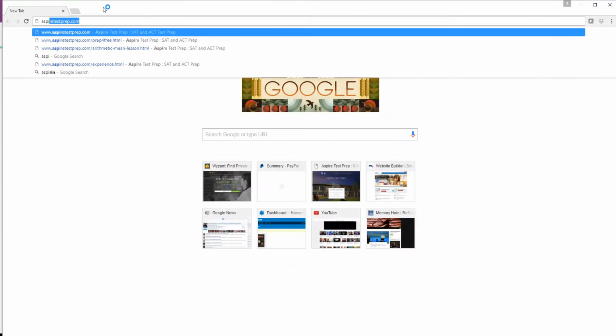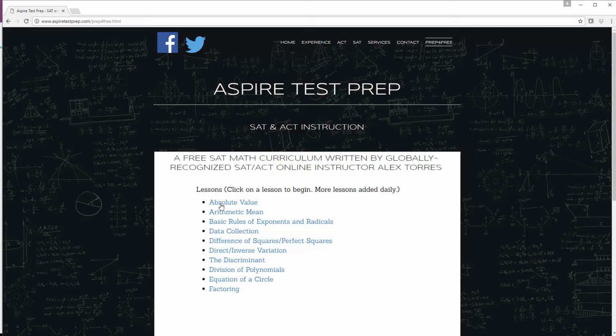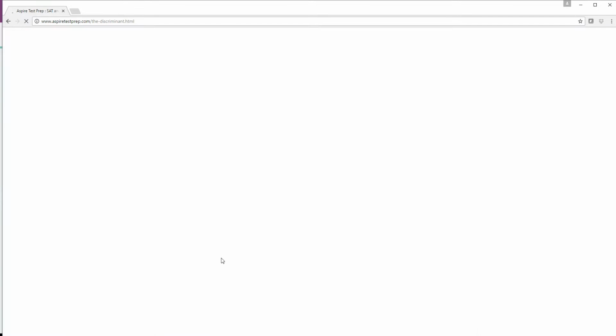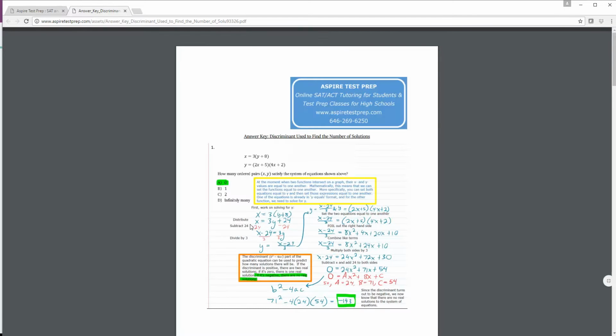What I'm doing now is going to Aspire Test Prep, and I know it's not showing up on the screen. I'm clicking on Prep for Free, and I'm clicking on this lesson, which is finding the discriminant. I'm clicking on the answers, and I'm verifying whether I had the right answer, because that obviously will be important to this lesson. Okay, so we ended up with a negative number for the discriminant.